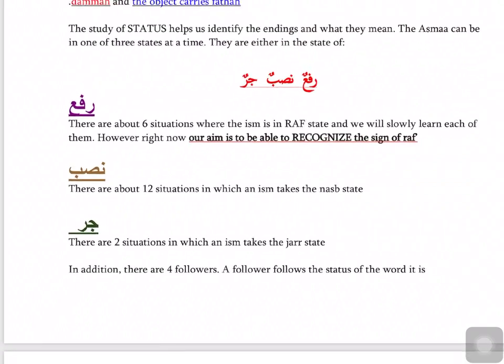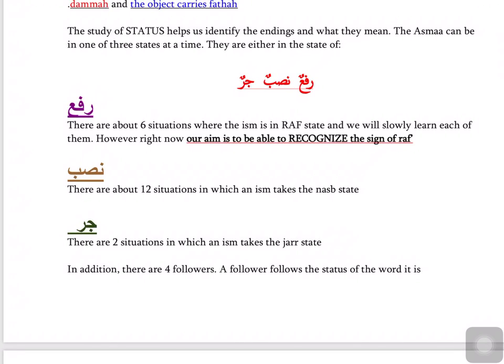Right now it might seem a little crazy. What we want to understand is that there are 3 halat that an ism can be in, raf', nasb or jar. And all of the grammar study is learning about these different roles.